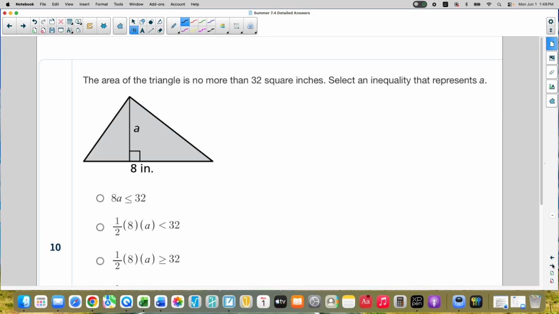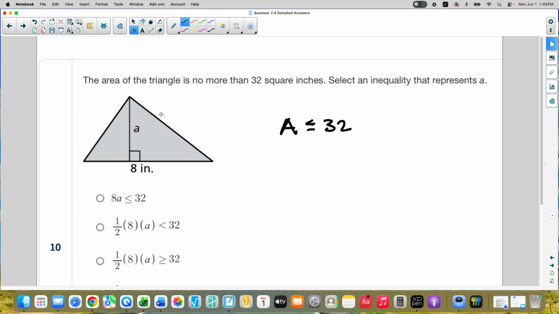Sorry. Area of a triangle is no more than 32 square inches. Select an inequality. So it says the area is no more than. So it has to be less than or equal to 32. Some students would say, oh, can it be equal to it? Can it not be equal to it? So it says no more than. So it can equal 32. It just can't be more than 32. So my area must be less than or equal to 32.